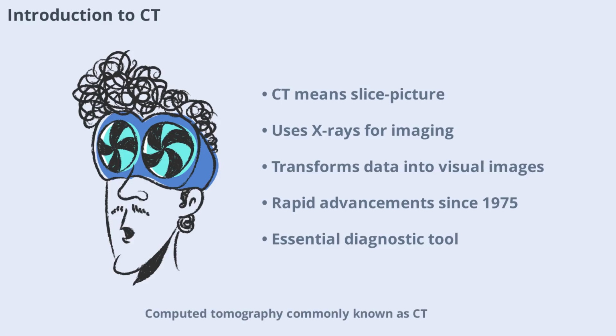Computed tomography, commonly known as CT, has transformed the landscape of medical imaging. The term tomo means slice, and graphy means picture, which perfectly describes how CT works. It creates detailed cross-sectional images of the body. CT scanners use X-rays to measure how much radiation passes through an object, and this data is then converted into a density scale to reconstruct visual images.